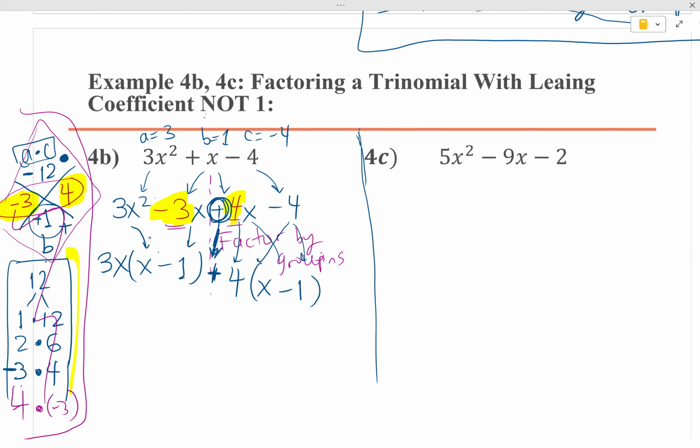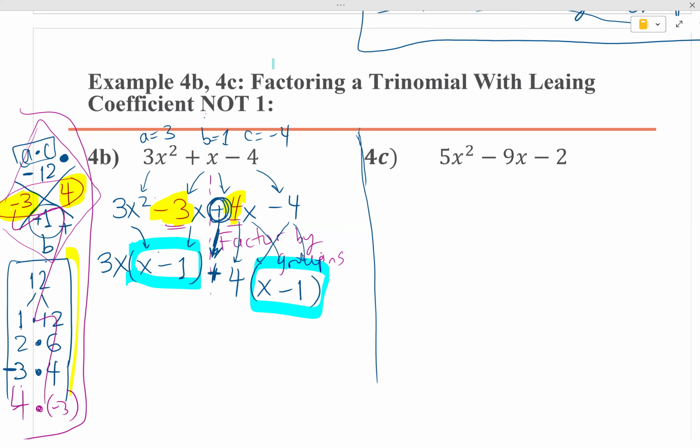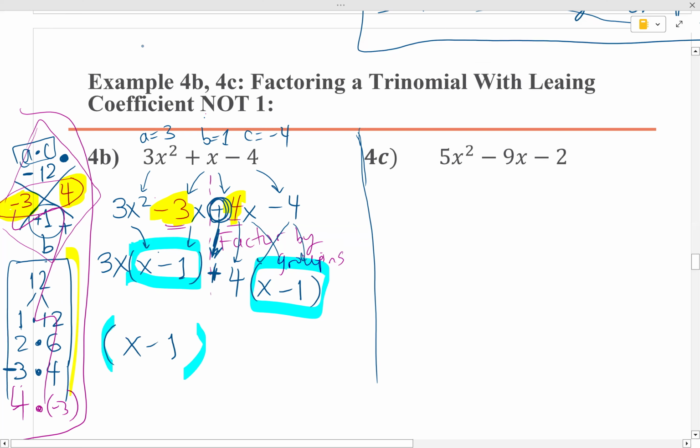Now, looks like this is where I cross my fingers and say, did I do everything right so far? Oh yes, thank God. That means if I see these things in parentheses are the same, I did everything right so far. So I could factor that out. X minus 1 comes out of both of those big old terms, x minus 1.